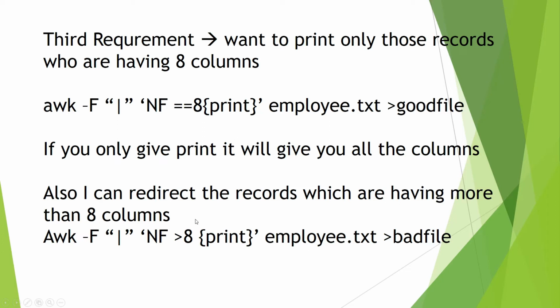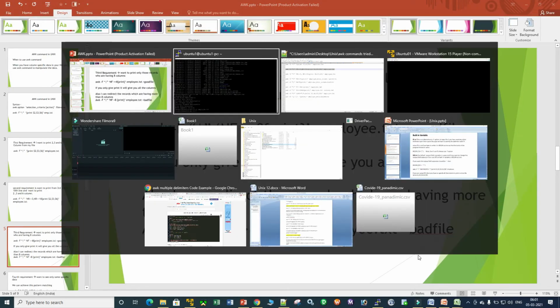Similarly, I wanted to check how many records there are in which the number of columns is greater than 8. In a similar way I can use the command awk -F, my delimiter, NF greater than 8. That means the number of fields should be greater than 8, and of course the print command, my action, so it will print all the columns. File name, and I can redirect that output into a bad file. Bad file is nothing but a name of the file.